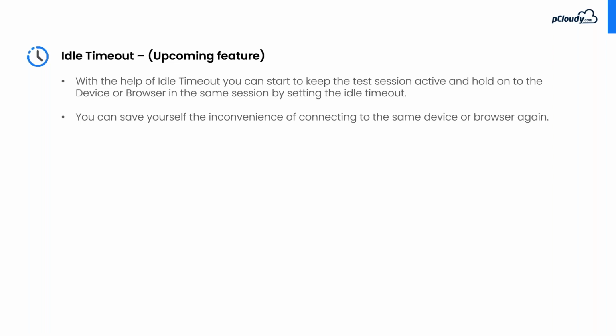So to help achieve those use cases, we have come up with a feature, idle timeout. We are providing you an option where you can set the idle timeouts in the platform. Once you connect to the platform, you can actually set the idle timeout. We are providing three different options, three different timelines: 5 minutes, 10 minutes, and 15 minutes. So depending on your need, you can set the time.